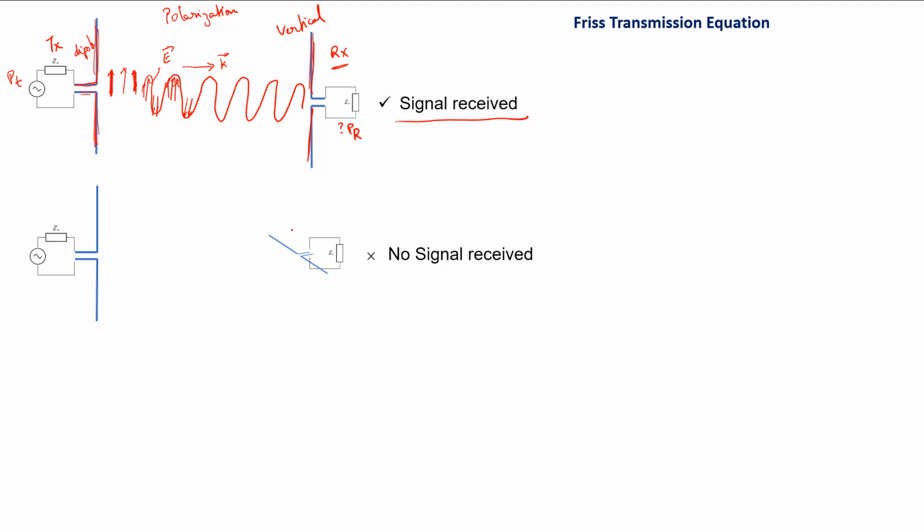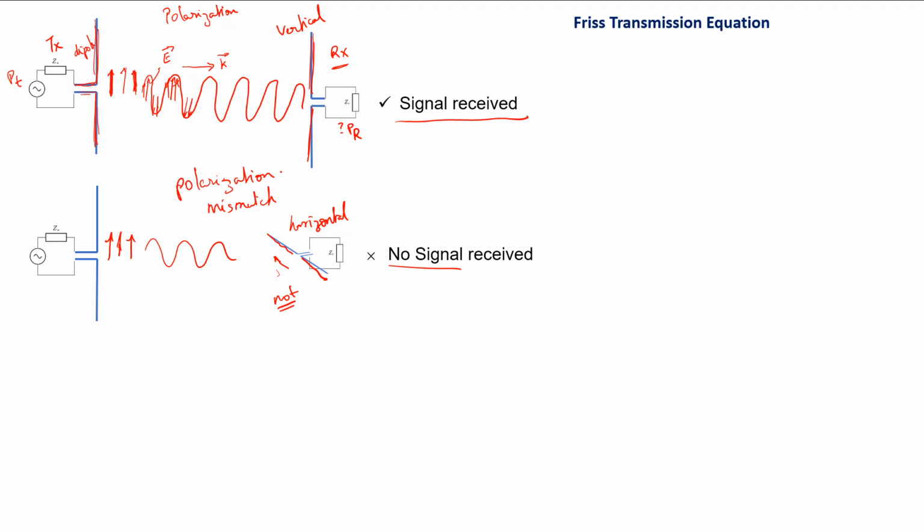If the receiver is placed horizontally, by horizontal we mean that this receiver would be able to capture the electric field that's varying horizontally, and it won't be able to receive any vertical signals. Since the transmitter is still transmitting in vertical polarization, the waves will not be received by this receiver antenna because it is aligned horizontally. So here there is a polarization mismatch.